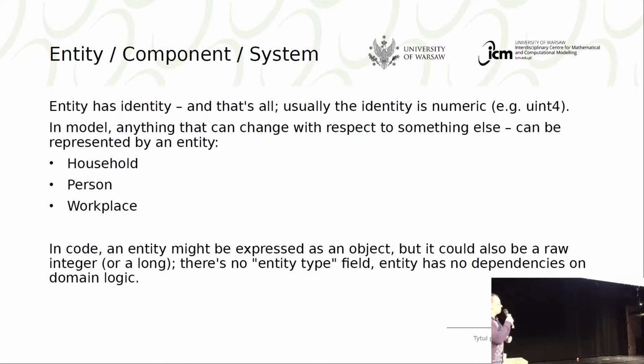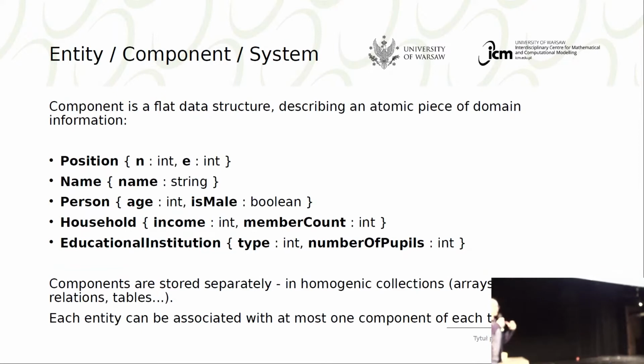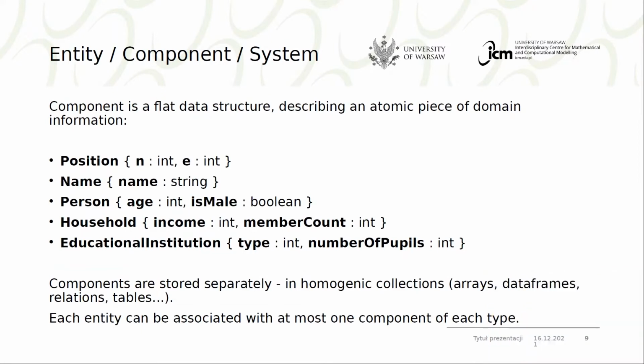So when you have an entity, we can ask, what's the position? What's the name? What's the person details? What's the household aspect? So each entity can have any set of those, and they are the ones that store data, but they're not ever associated with any sort of behavior. They're just containers for data.